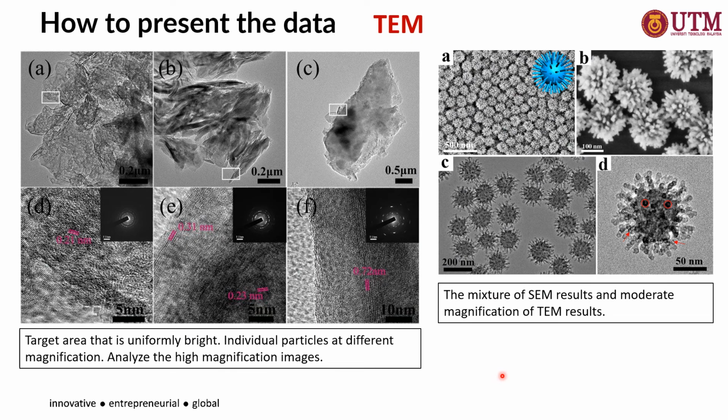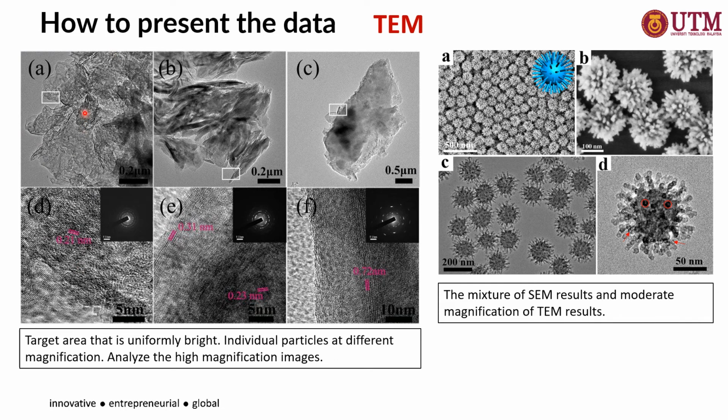Okay, next is TEM. This is the one a final year project student will most likely use for the analysis. This is because for TEM, the sample preparation is very, very difficult. If your sample is a powder type of sample, then it is quite easy to do the TEM analysis. So this is one example.